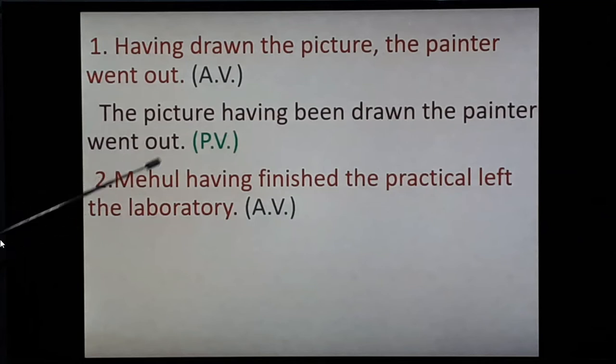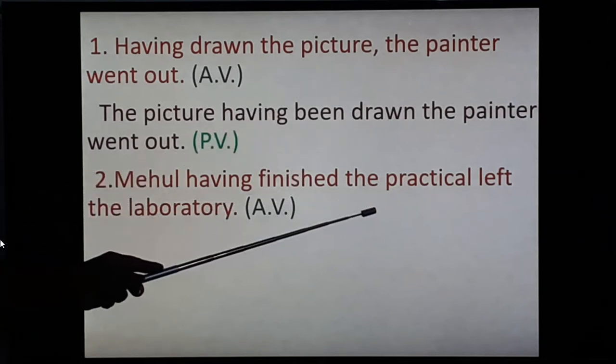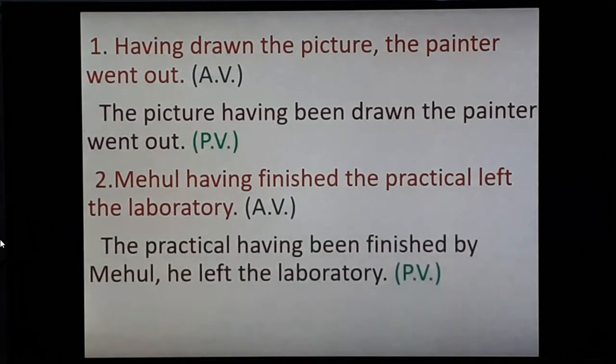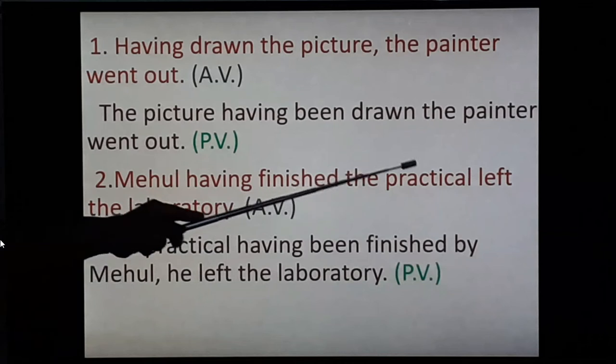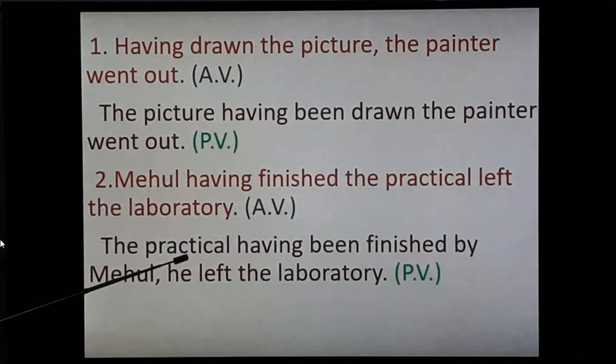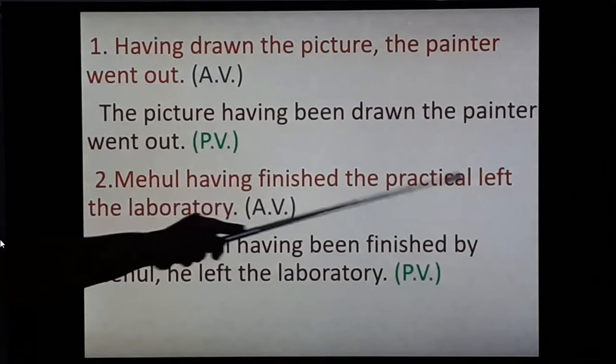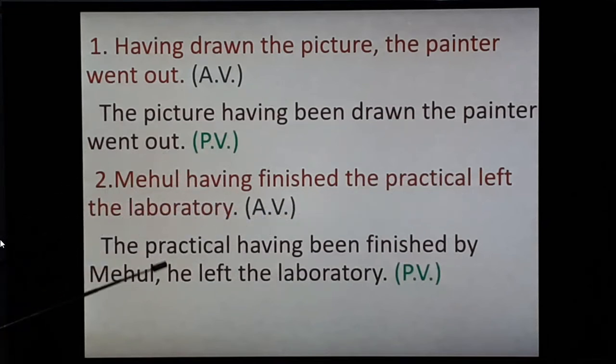Next, Mehul having finished the practical left the laboratory. So this is active voice. Here the practical will come in the beginning. The practical having, then you have to add been, then finished by Mehul, then he left the laboratory. Here you have to add he. This is passive voice.